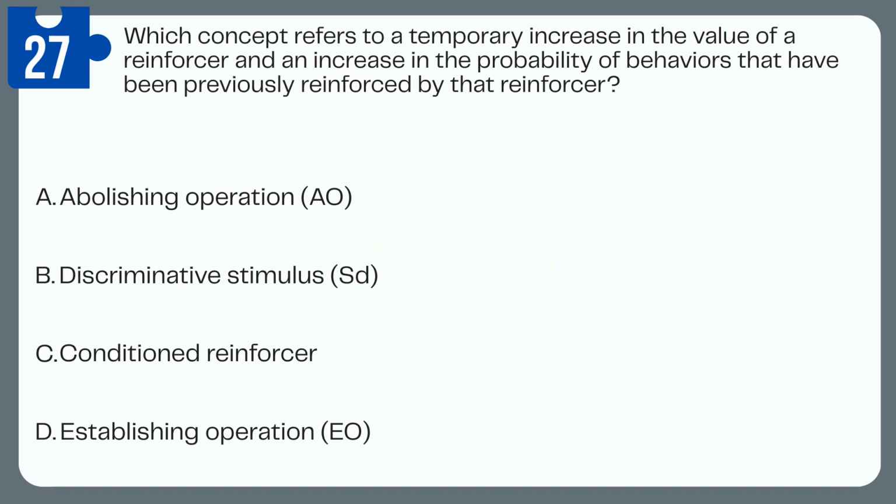Question 27. Which concept refers to a temporary increase in the value of a reinforcer and an increase in the probability of behaviors that have been previously reinforced by that reinforcer? A. Abolishing operation, AO. B. Discriminative stimulus, SD. C. Conditioned reinforcer. D. Establishing operation, EO.